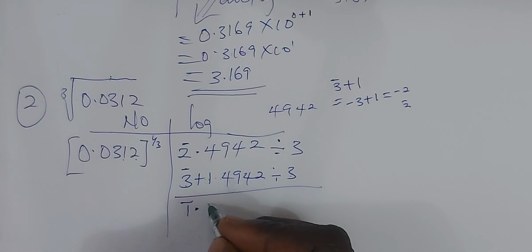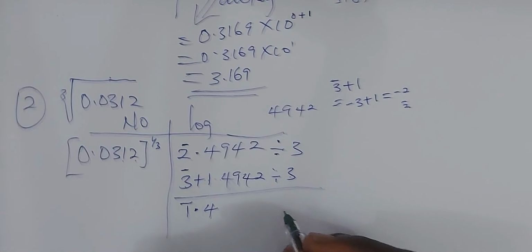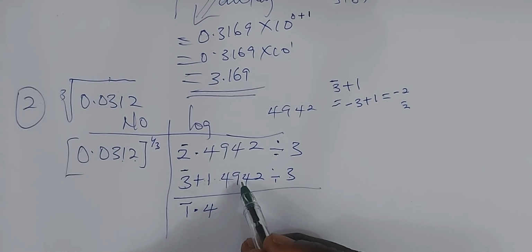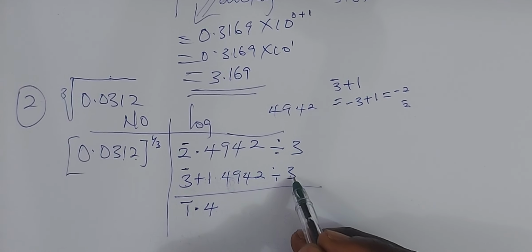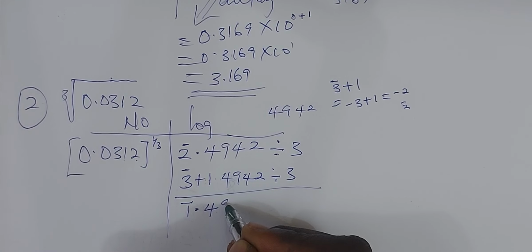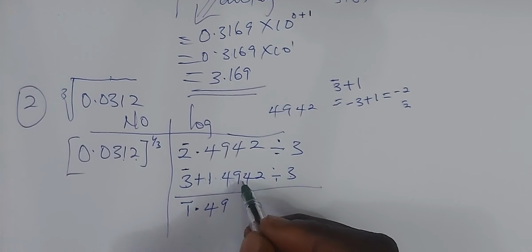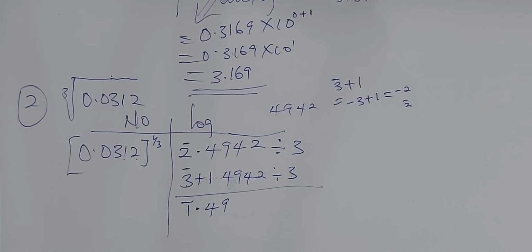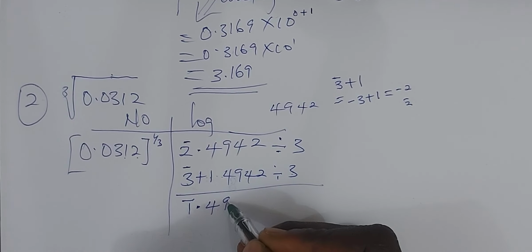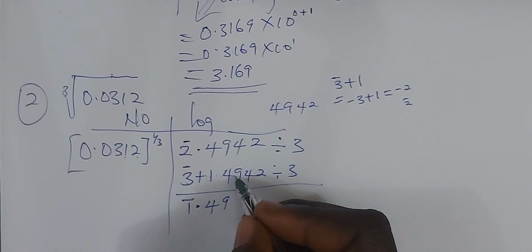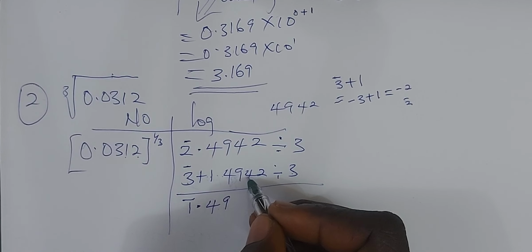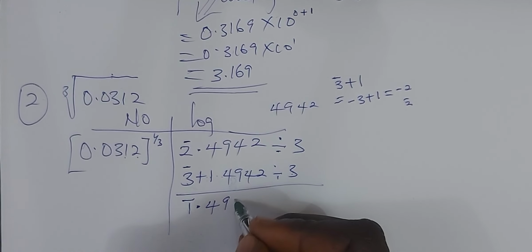14 divided by 3, we have 4, remainder 2. 2 in front of 9 is 29. 29 divided by 3, we have 9, remainder 2, because 9 times 3 is 27 and the number is 29. Now 24: the 2 will be in front of this 4. 24 divided by 3, we have 8.